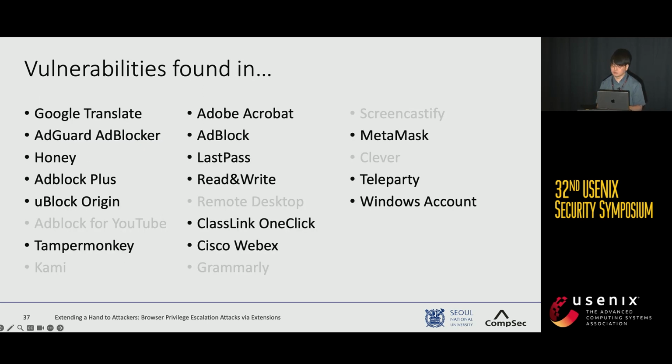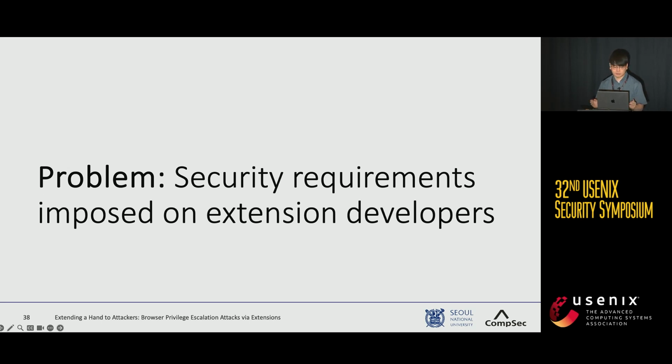Likewise, we found similar vulnerabilities in 15 out of 21 extensions with more than 10 million users. Since the extension usage distribution has a long tail, these extensions account for most usage of extensions. So what's the problem? We attribute our finding to the three security requirements we found that are imposed on extension developers. Extension developers are not security experts, and they do not consider site isolation or these threat models.